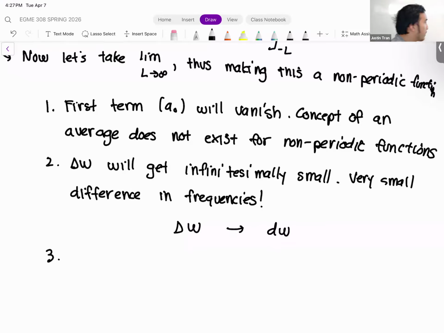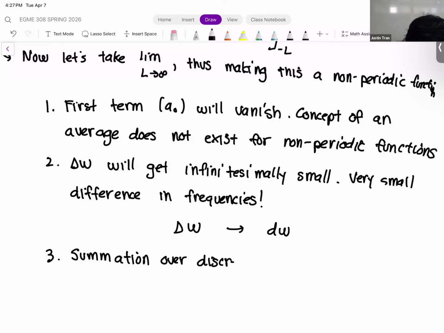And then the third and final thing that happens, which is a consequence of point number 2, is that our summation is going to change. Before, our Fourier series was a summation of discrete frequencies with discrete coefficients. So our summation over discrete frequencies will instead become an integral over a continuous range of frequencies.